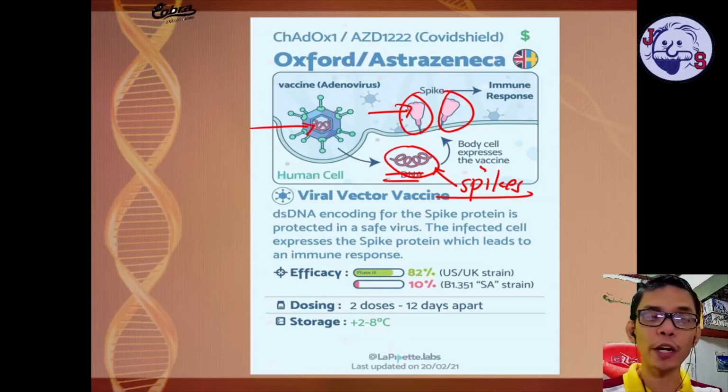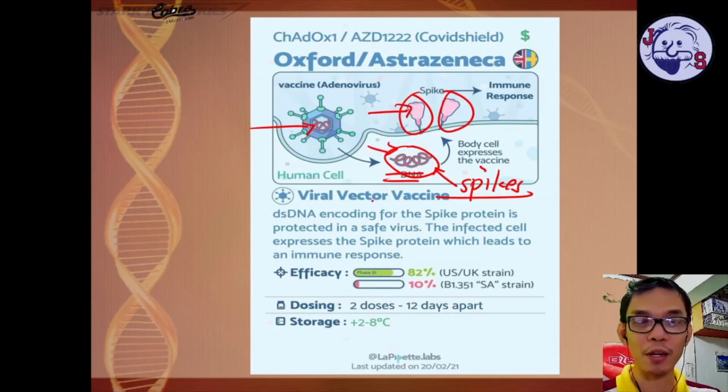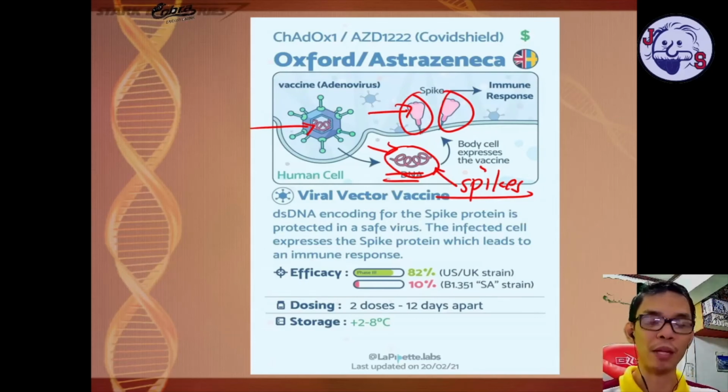So if you are expecting that you are going to produce a virus, it's not. Okay? The goal here is not to produce the virus itself, but to create parts of that virus. And fortunately enough, the molecular biologists who created this vaccine were able to isolate the DNA, the genes that create the spike protein of that virus. Alright, so that's the Oxford AstraZeneca.